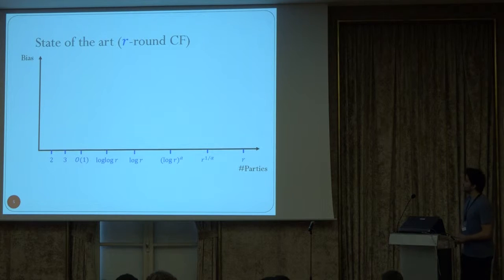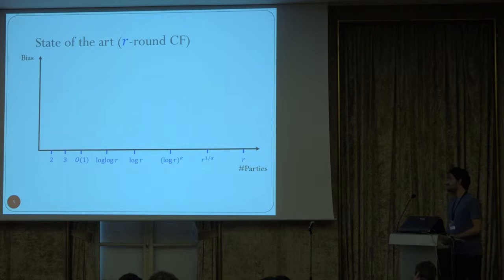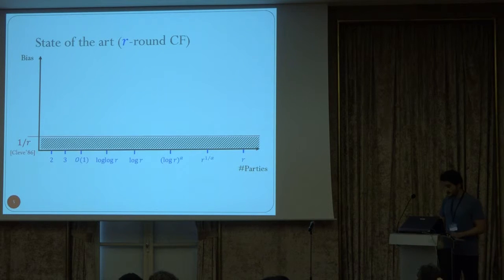Let me try and convey what is known about this problem in a picture. We're going to fill this graph with protocols and their associated bias. On the x-axis, we have the number of parties as a function of the number of rounds. On the y-axis, we have the bias of the protocols we're going to fill in. First, as I mentioned earlier, there's this 1 over R bound from Cleve that can be extended to any number of parties. So this region is unachievable for fair two-party protocols.